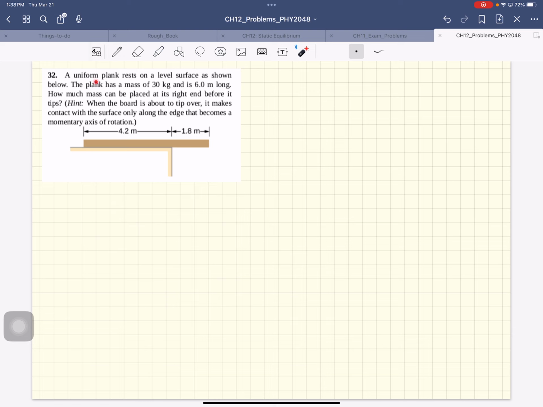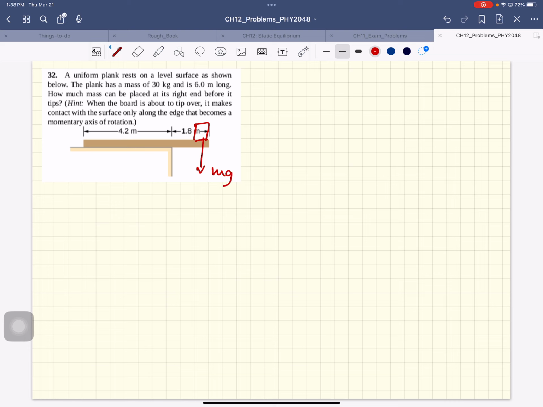So this says a uniform plank rests on a level surface as shown below. Whenever there's a uniform plank, what they mean is the center of mass is at the geometric center, and the center of gravity is there. So that's where the weight of this thing acts. The plank has a mass of 30 kgs and is 6 meters long. How much mass can be placed on its right end before it tips?